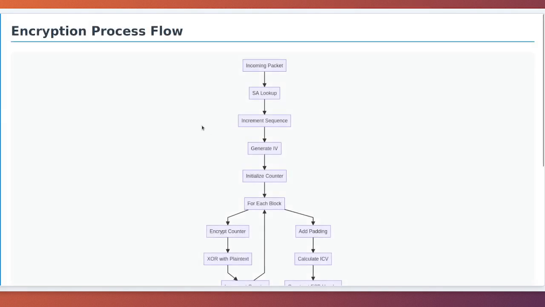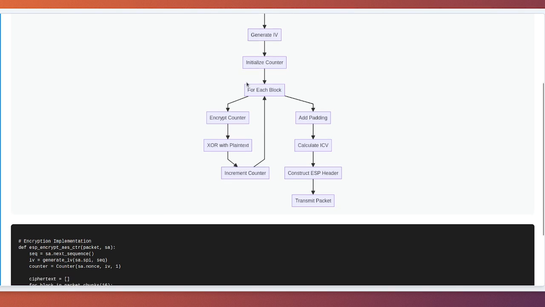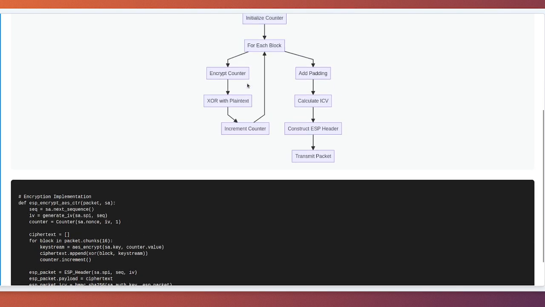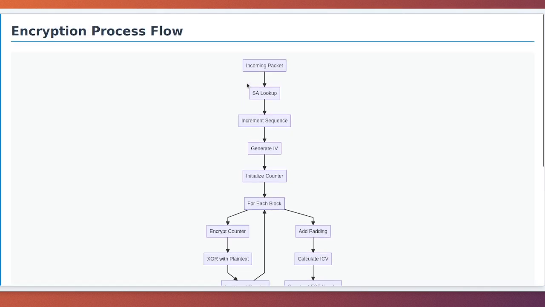Let's walk through the complete encryption process flow for an ESP packet using AES-CTR, following a packet from the moment it enters the VPN tunnel until it emerges as a fully encrypted ESP packet ready for transmission. This process involves multiple steps that must be executed in precise order to ensure both security and interoperability.